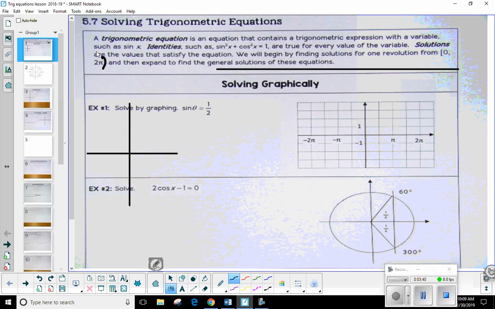Solve this one: sine of theta equals 1/2. Okay, we're going to be looking at these algebraically, but I also wanted to take the first one and do it graphically, because if you're thinking about it graphically, you've got 2 different graphs here: the graph of sine, and then the horizontal line 1/2. So really, any solution is where these 2 graphs would what? Where they would touch, yeah, where they intersect.